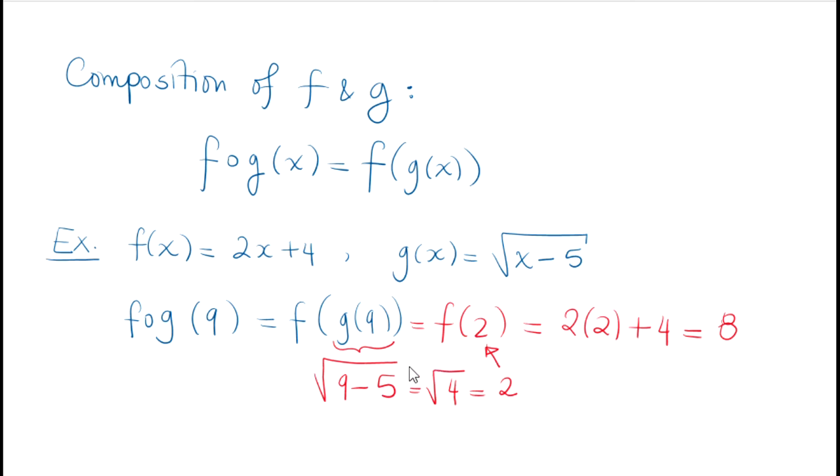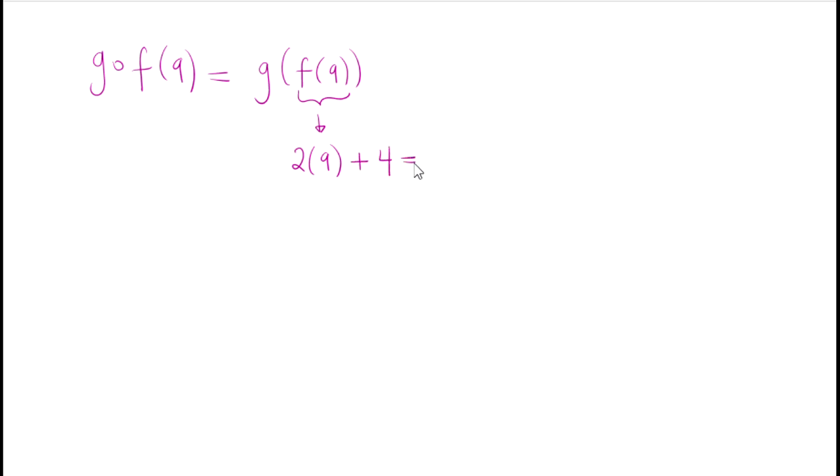But be careful, the other way around will not be the same. Let's just check that one. For example, let's find g composed with f of 9. This is g of f of 9. So I need to find f of 9 first, which is 2 times 9 plus 4, which is 18 plus 4, 22.